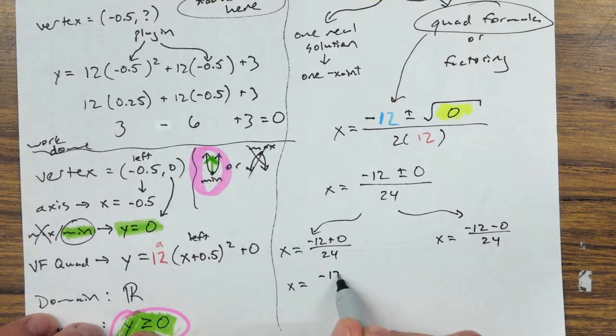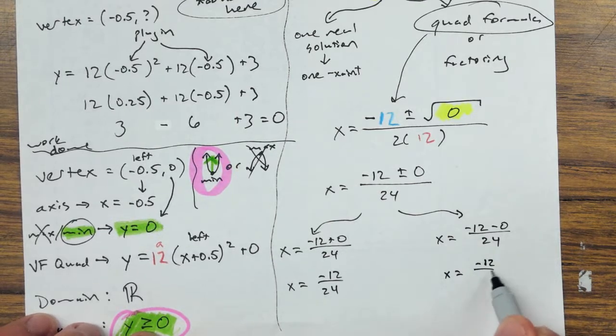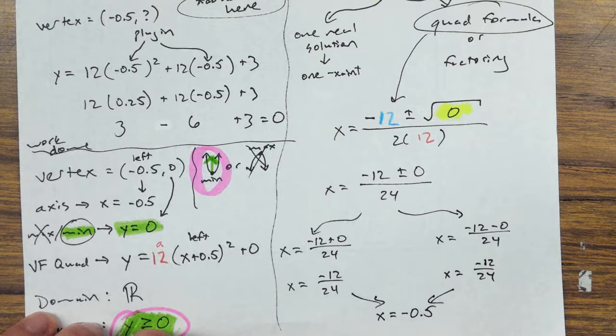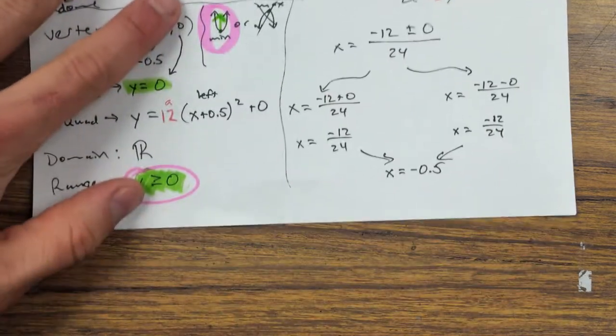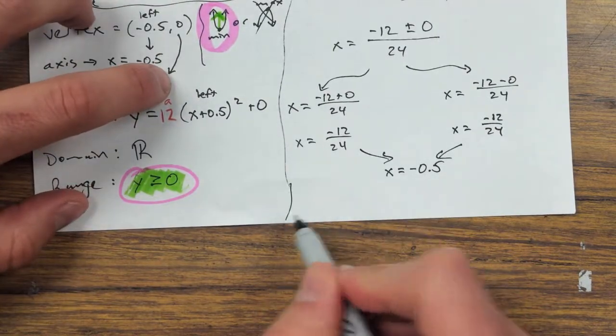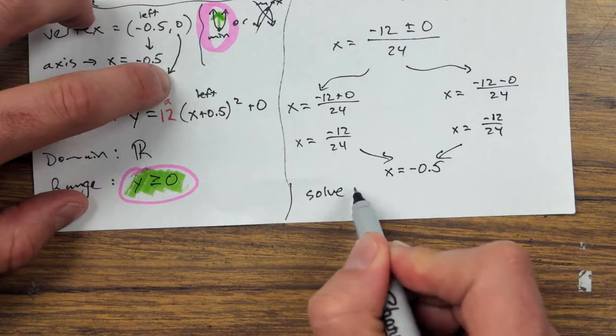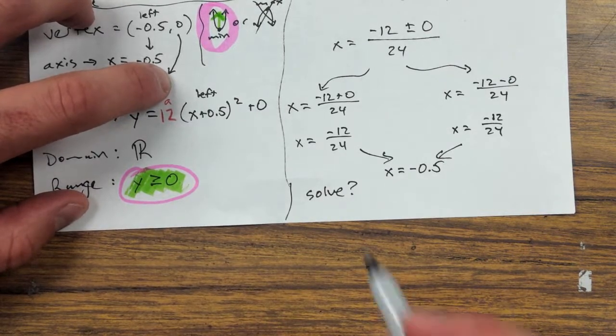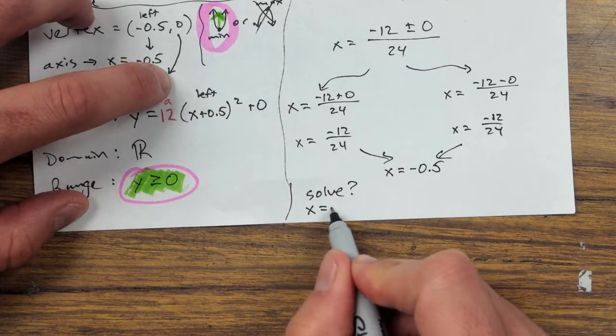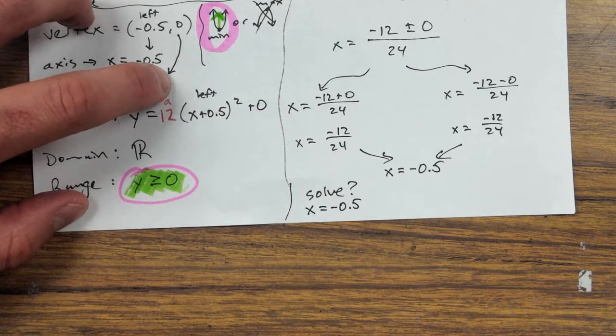X equals negative 12 over 24. X equals negative 12 over 24. And so both of these end up giving us the same answer. X equals negative 0.5. And so, here's the deal. If your question says to solve, what would be the solve answer? The solve answer would be x equals negative 0.5.